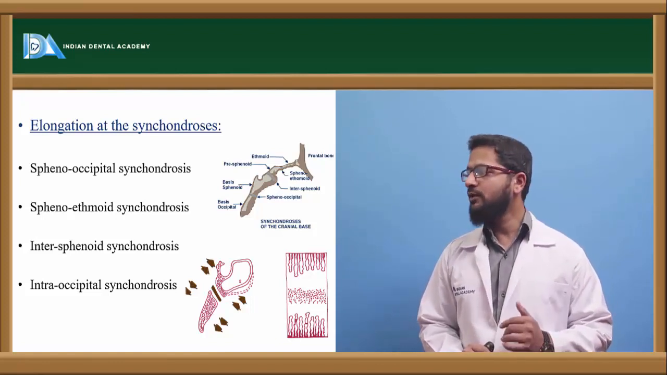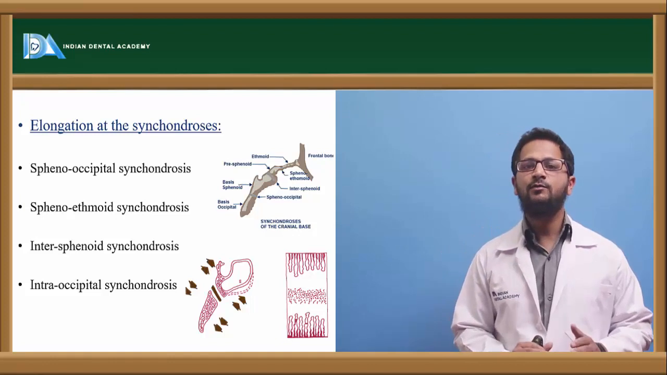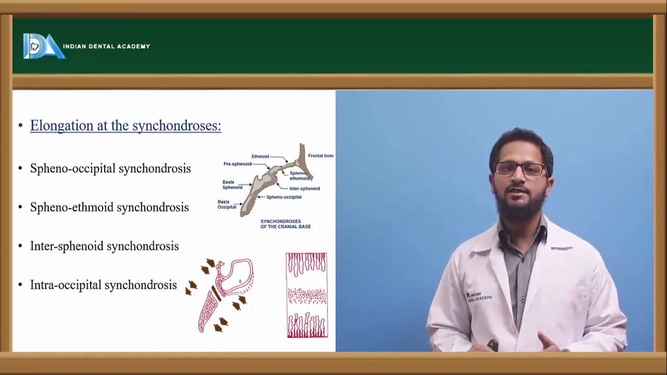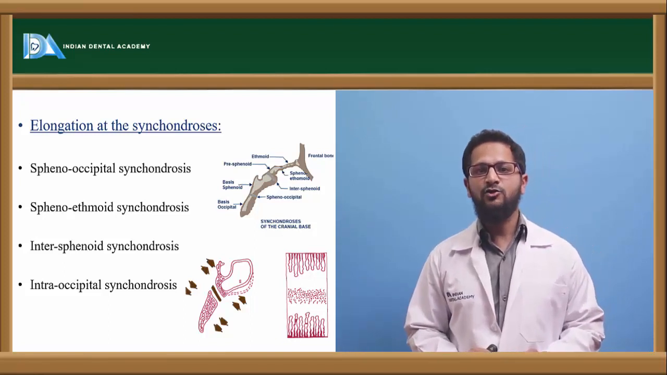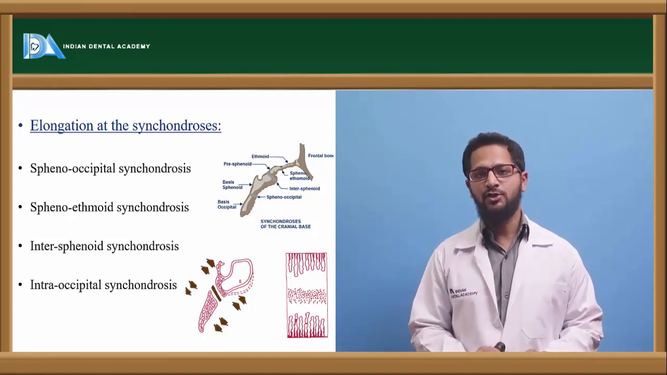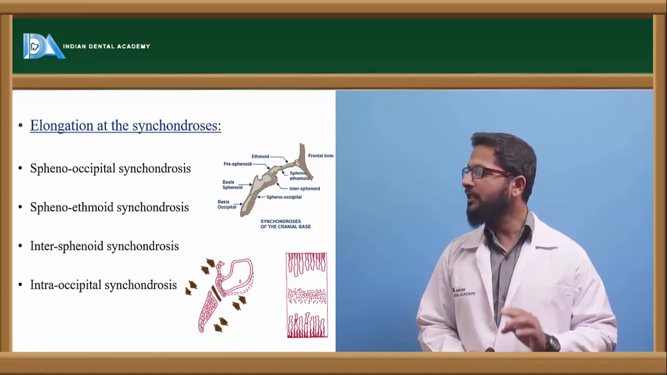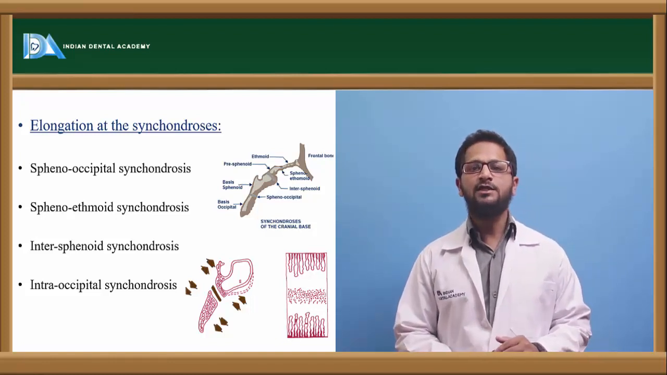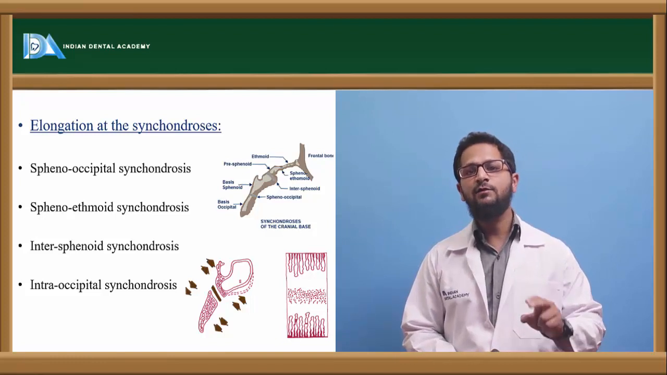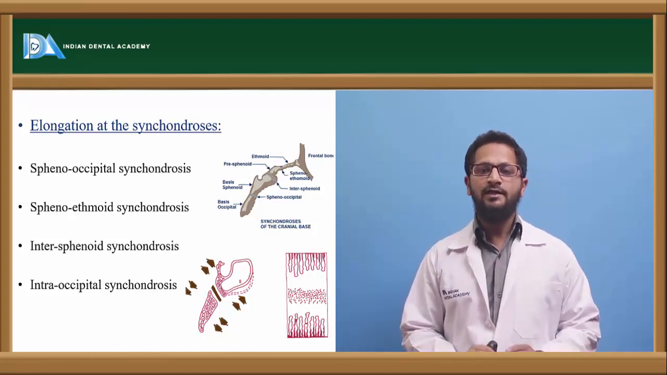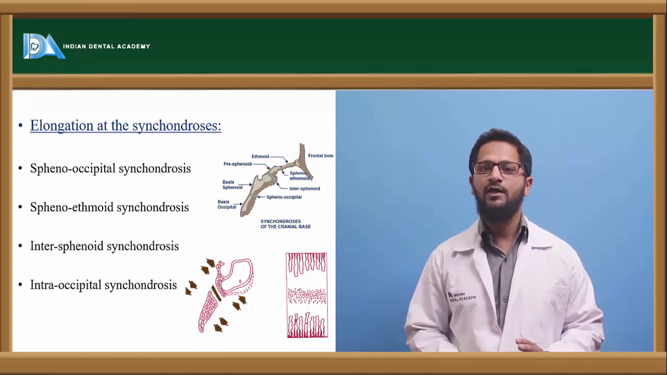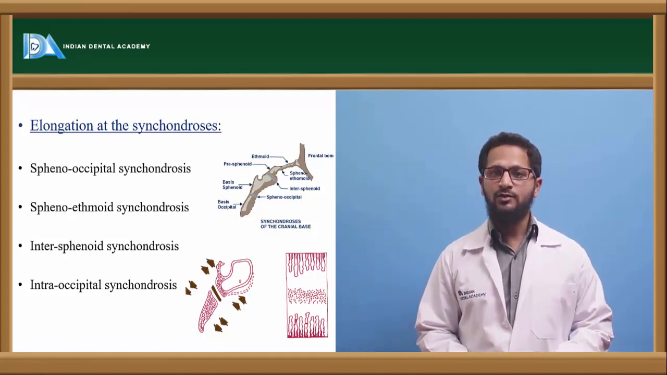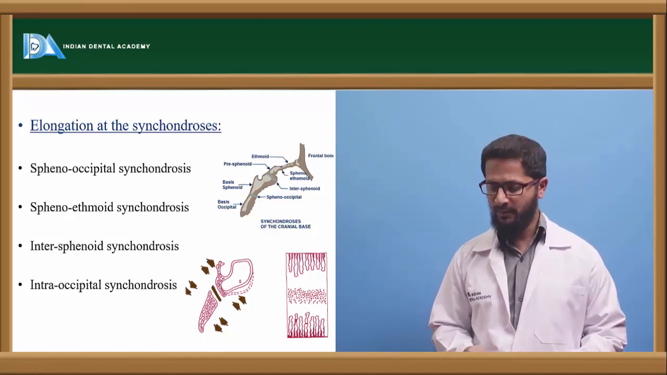Next, coming to spheno-ethmoid synchondrosis. As the name suggests, it is the cartilaginous junction between the sphenoid bone and the ethmoid bone. This cartilage ossifies between 5 to 25 years of age. Next, coming to intersphenoid synchondrosis. The intersphenoid synchondrosis is a cartilaginous junction between two different parts of a sphenoid bone. This cartilage usually ossifies at the time of birth itself. Last is intra-occipital synchondrosis. The intra-occipital synchondrosis ossifies between 3 to 5 years of age.